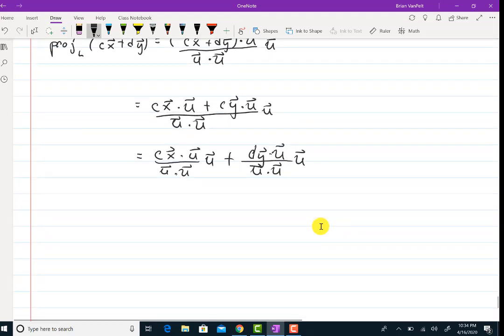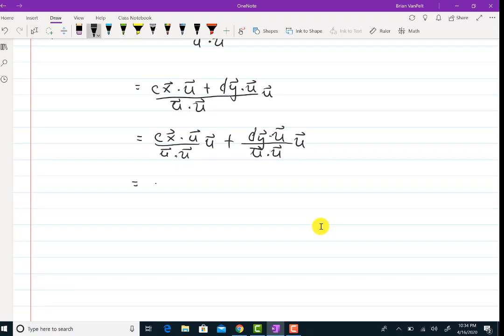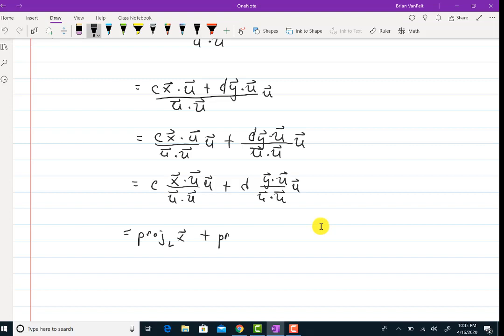That was a d. And boy, I make mistakes left and right here. Put that d in there. I can factor the constant out. So I've got the constant times x dot u all over u dot u times u plus d times y dot u all over u dot u times u. And of course, this is the projection onto L of x plus the projection onto L of y.